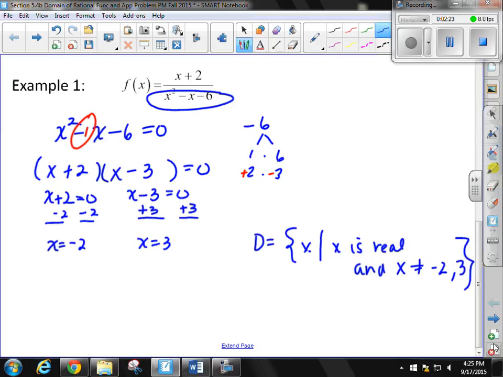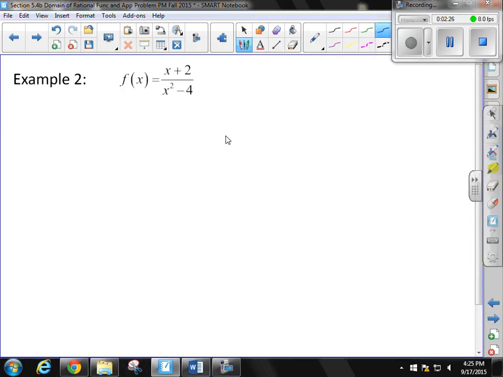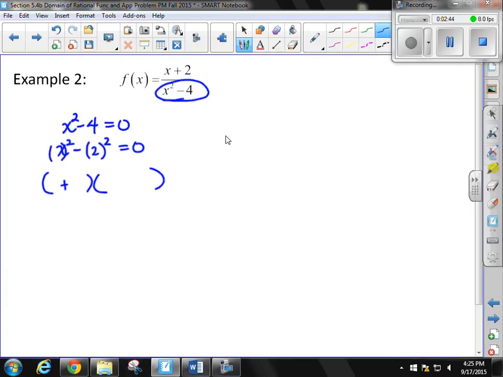We'll do a couple more examples. Find the domain of this function. Again, we're concerned with what makes the denominator 0. x squared minus 4 equals 0. This is a difference of two squares. It's x squared minus 2 squared. Difference of two squares, a plus and a minus. First thing being squared is x. Last thing being squared is 2.